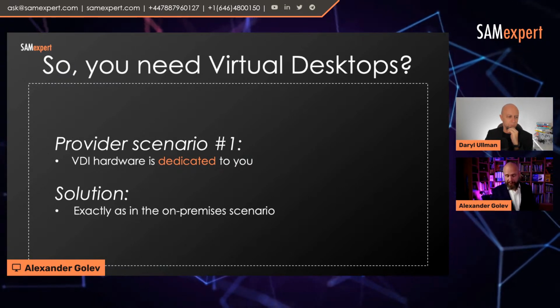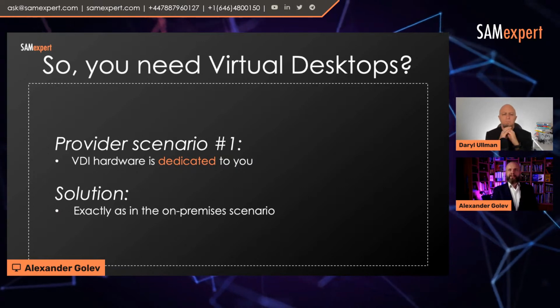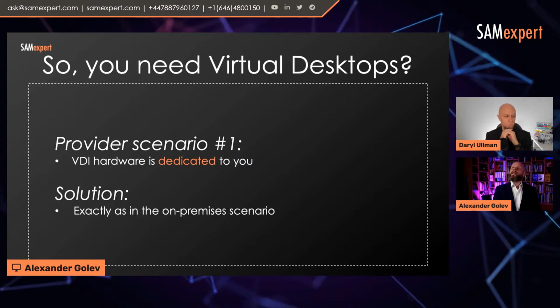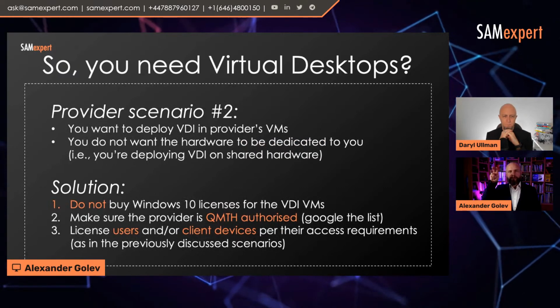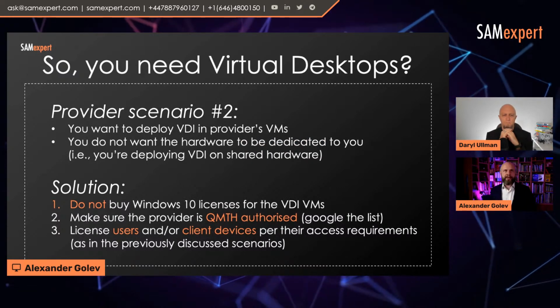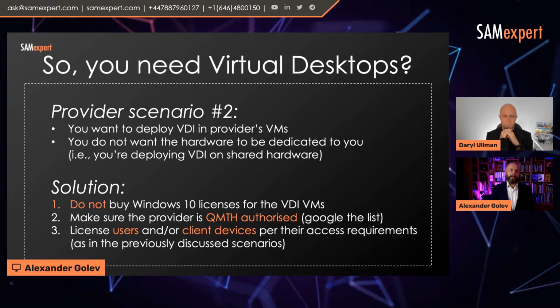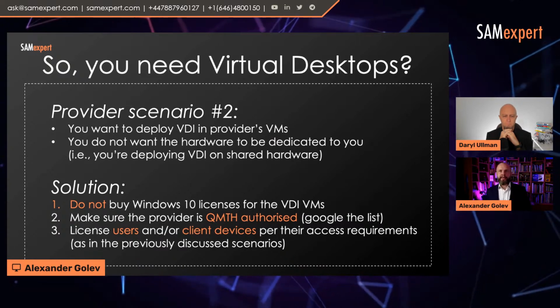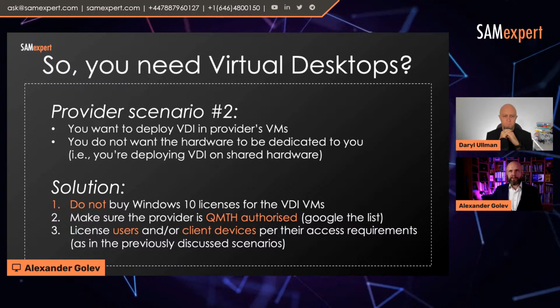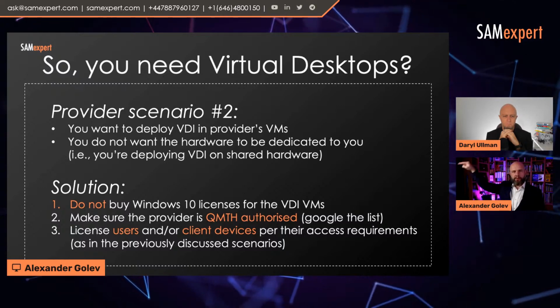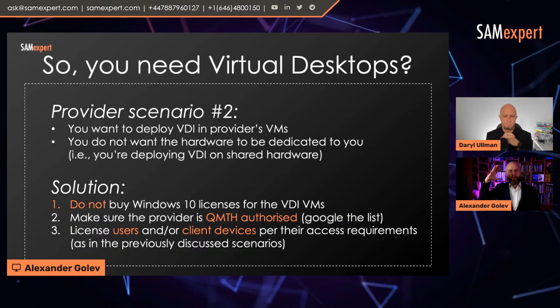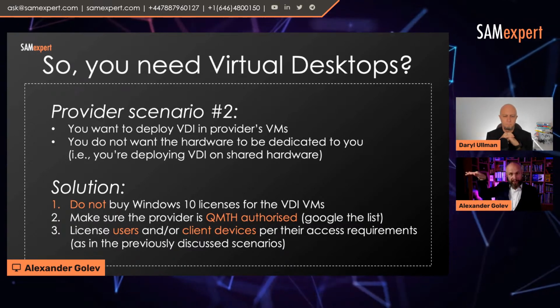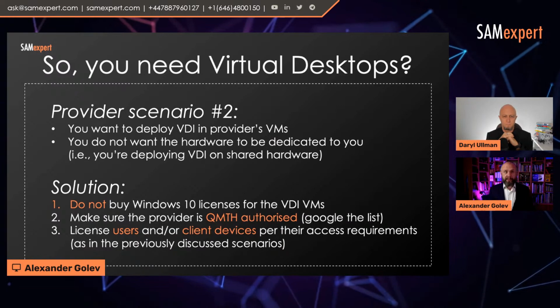So when the hardware is dedicated, it becomes really complicated when you want to run VDIs in a shared, like public cloud offering infrastructure. Then it becomes really complicated. So firstly, you don't need to buy Windows 10 licenses to license those VDIs. You don't need to buy them. You don't need to pay anyone. No fees. So what you need to make sure for the VDIs themselves, not the access.